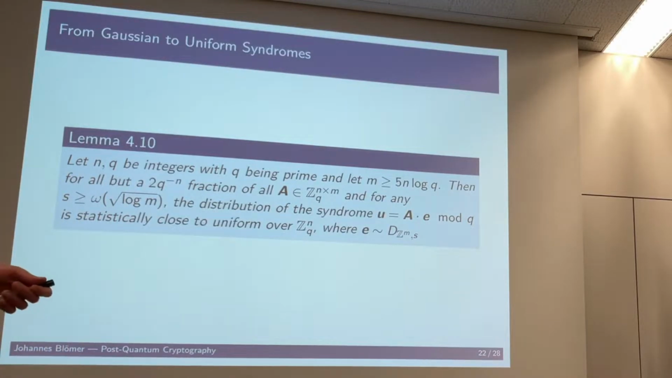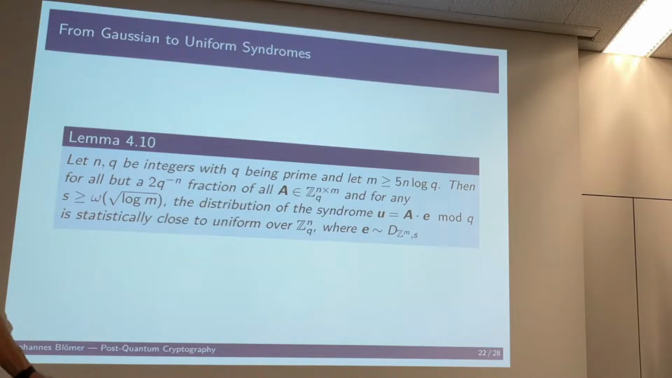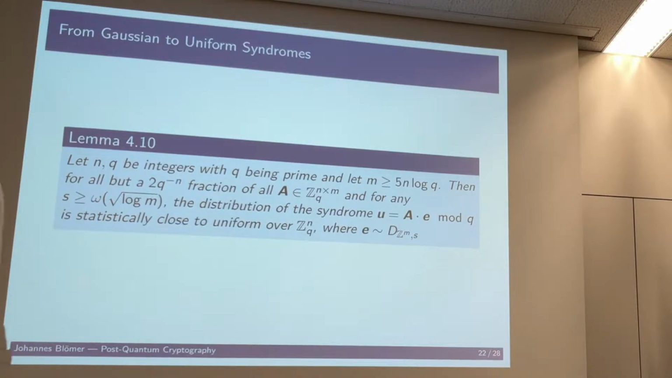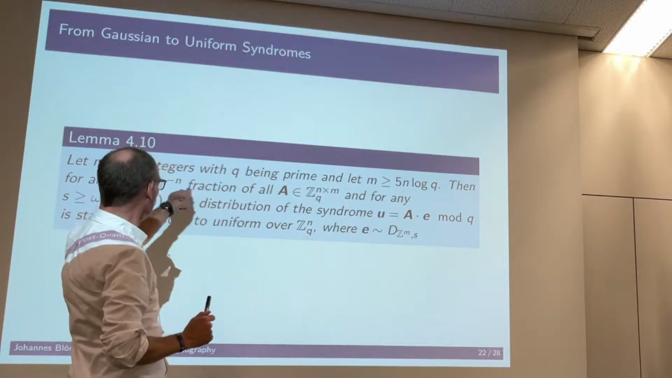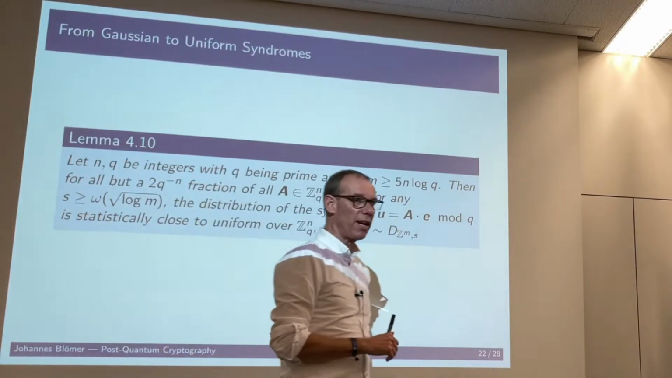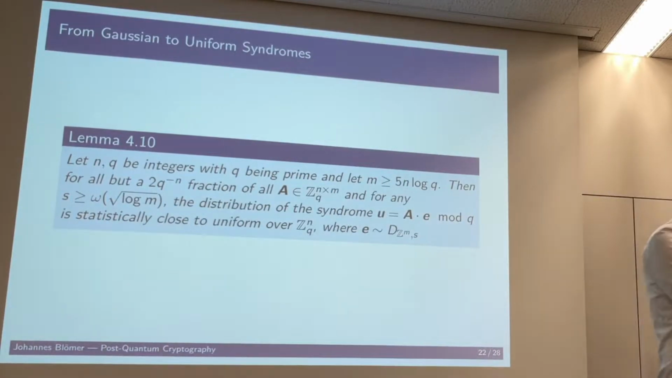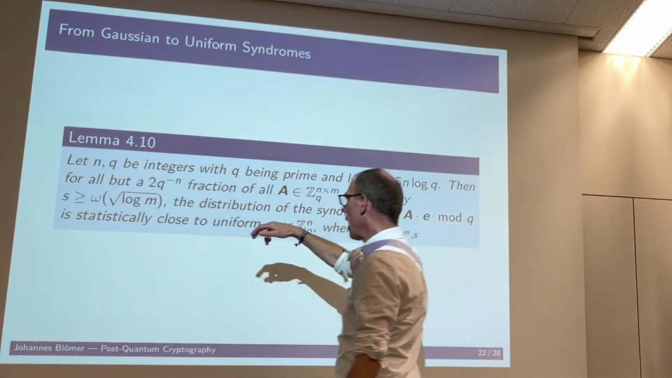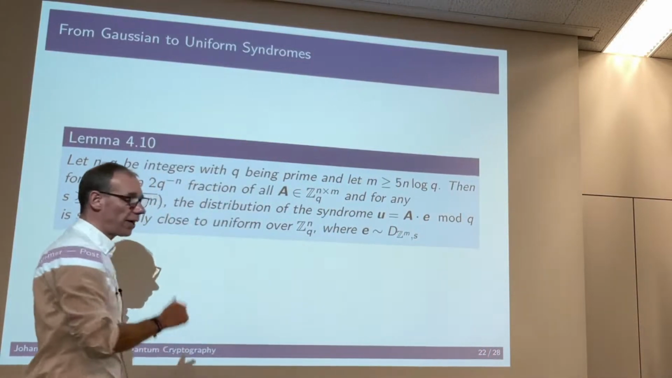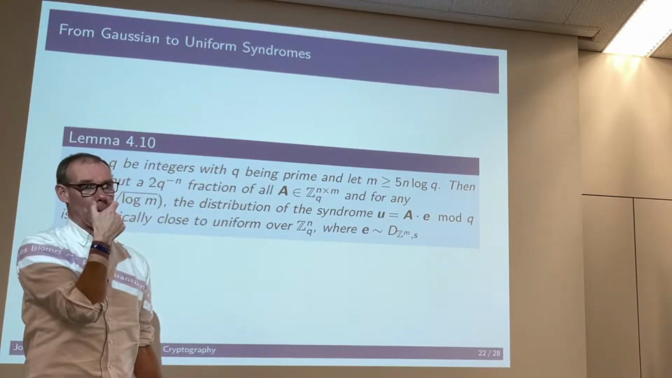Okay. And this is true for almost all a. So you can even fix a. So this is not true. This doesn't depend on a being chosen in any way, except there is a small fraction of a's for which this is not true. The reason that we have to exclude a small fraction here is pretty obvious.